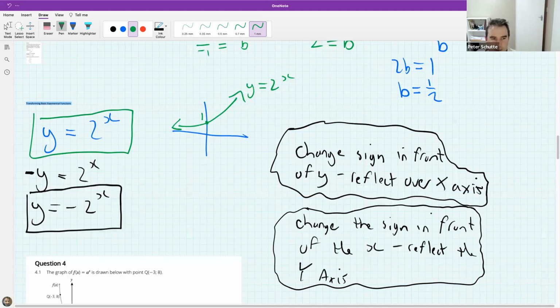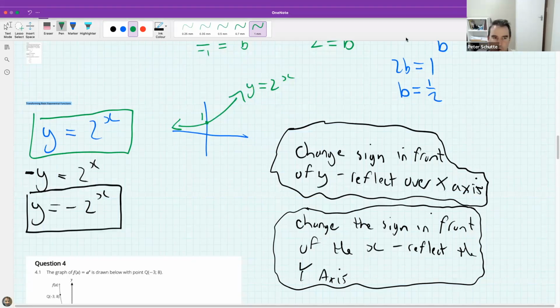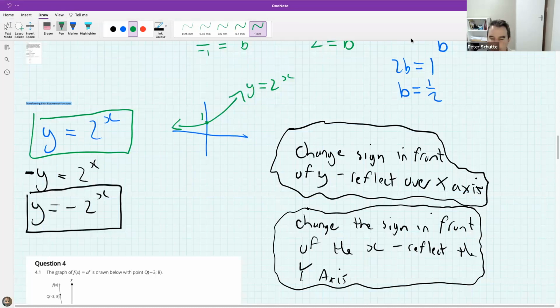Give me a thumbs up if you've drawn your own copy, you've drawn your own version. You had a guess about where you think it is. Give me a thumbs down if you haven't drawn your own version yet.